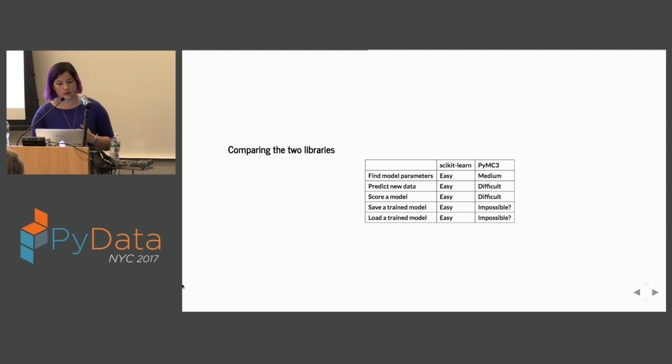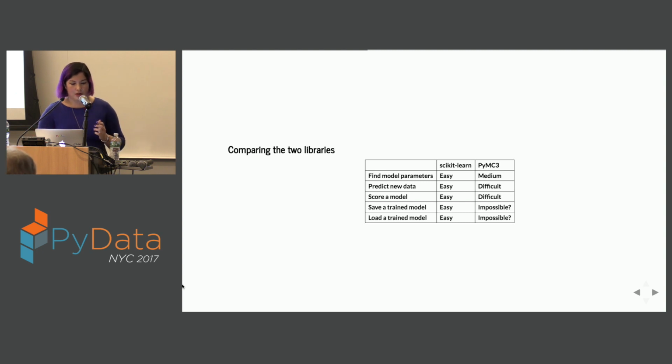So if we compare the two libraries, everything's still easy in scikit-learn. PyMC3, things are a little harder. I would say finding model parameters is a medium difficulty. Once you parameterize your problem, you can relatively easily find the parameters by running inference. Predicting new data and scoring a model are more difficult. You have to figure out how to swap your data in and out, and saving and loading a trained model basically seem impossible when you're first starting out until you find that one Stack Overflow answer that's like 5 answers down.